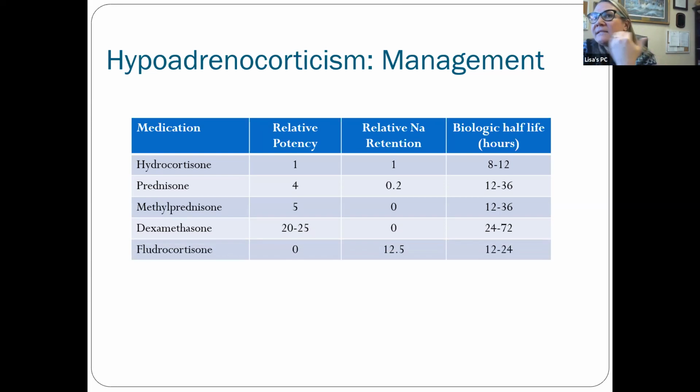Fludrocortisone is typically what we use to replace the mineral corticoids in aldosterone or in adrenal insufficiency. And that's because it really doesn't have the cortisol effect, because we don't want that. We are using hydrocortisone for that. It has really the most potent mineral corticoid effect. So we use fludrocortisone to replace aldosterone.